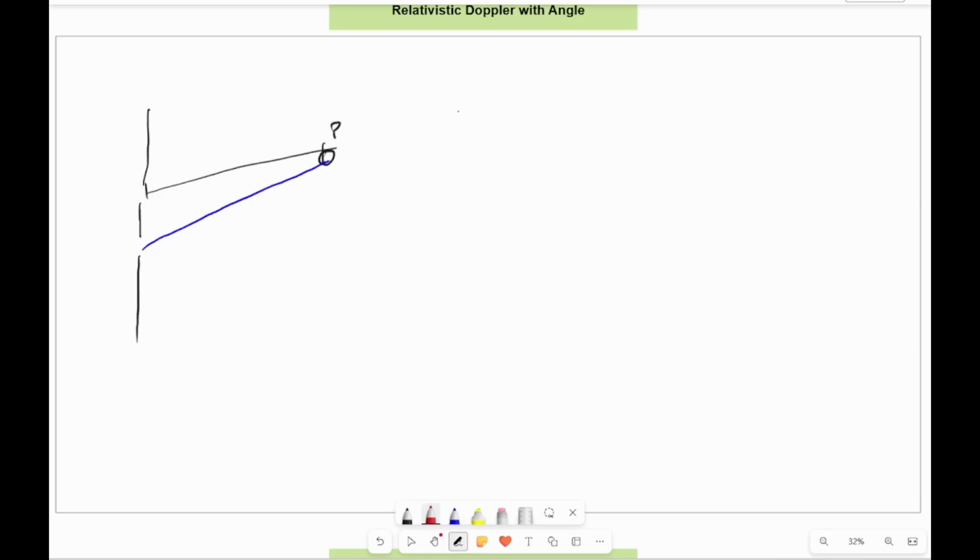Now the interesting thing here is, Einstein's equation for the relativistic Doppler effect should actually look something like this. The wavelength of the particle is going to be the wavelength of the source, because we're in the rest frame, times cosine theta in the source, so basically this is going to be theta s.